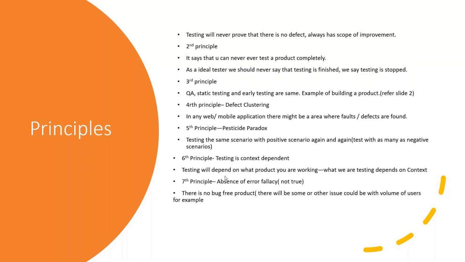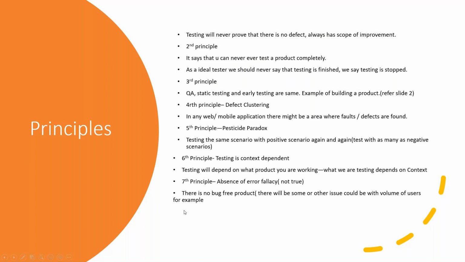It's not the happy path you are testing. You should be good for testing both happy path and not happy path. And testing is context dependent. You only get to work on the product according to what you are testing, like banking or e-commerce, you only work on it. And absence of error fallacy is nothing but not true, and absence means there is no bug free product. This is what you have to keep in your mind, like a principle. That's it. You have to keep it that there is no bug free product.